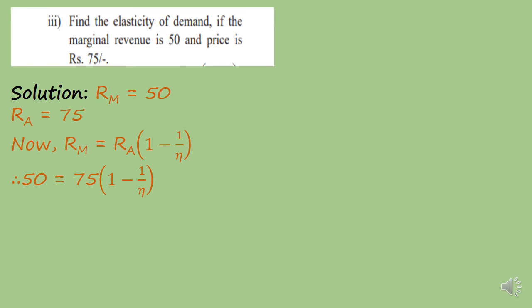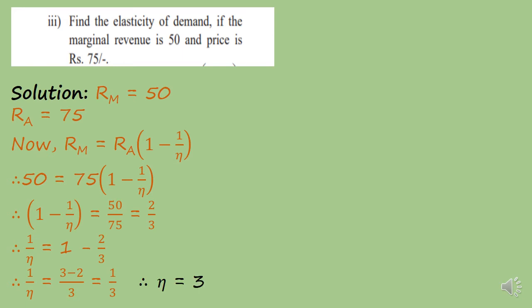we solve it like this now. We take 1 minus 1 upon eta on one side. On the other side, we get 50 upon 75, which is nothing but 2 upon 3. Then 1 upon eta remains on one side, 1 goes to the other side. So that ultimately, we get 1 minus 2 upon 3. Equalize the denominator on the RHS, and thus we get 1 upon eta as 1 upon 3. Take the reciprocal, and so we get the value of elasticity as 3.